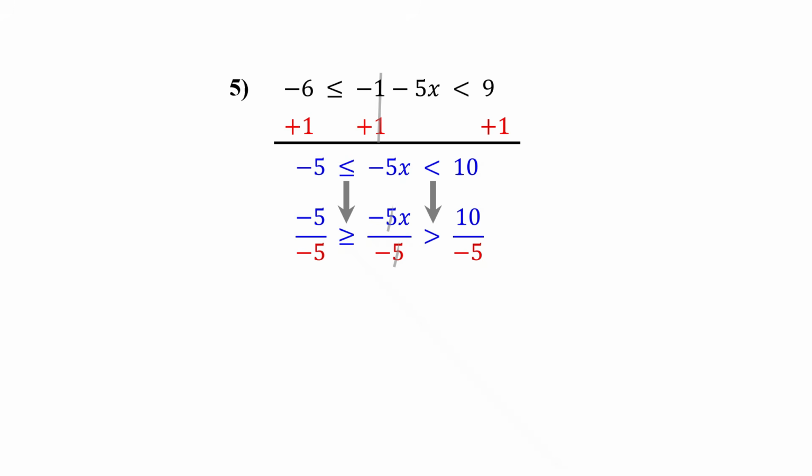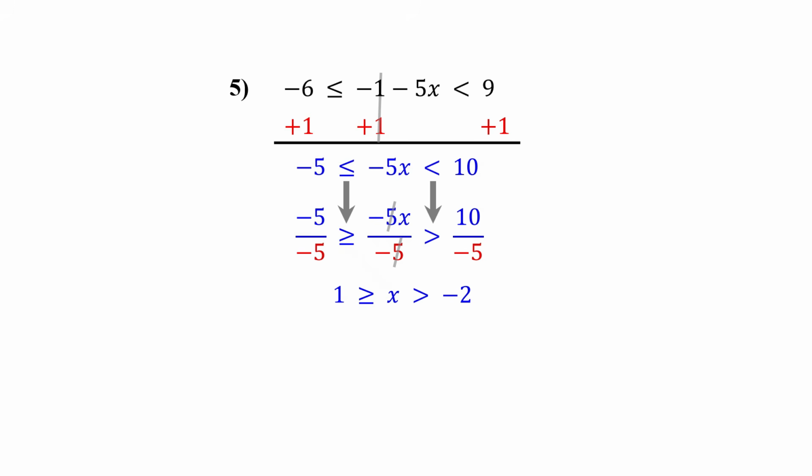Now in the middle, the negative 5's cancel, leaving just x. On the left, we get 1. On the right, we get negative 2. But wait, that's written backward, right? Take a careful look. It's written from largest to smallest, with 1 on the left and -2 on the right. But it should be from smallest to largest. -2 should be on the left and 1 should be on the right.